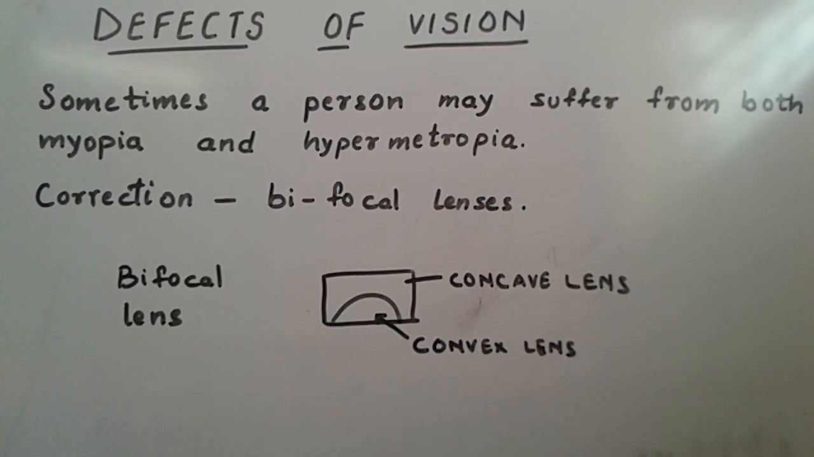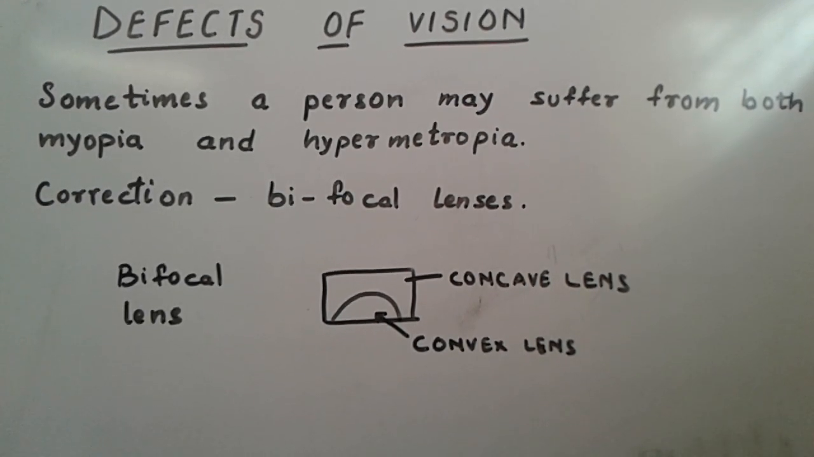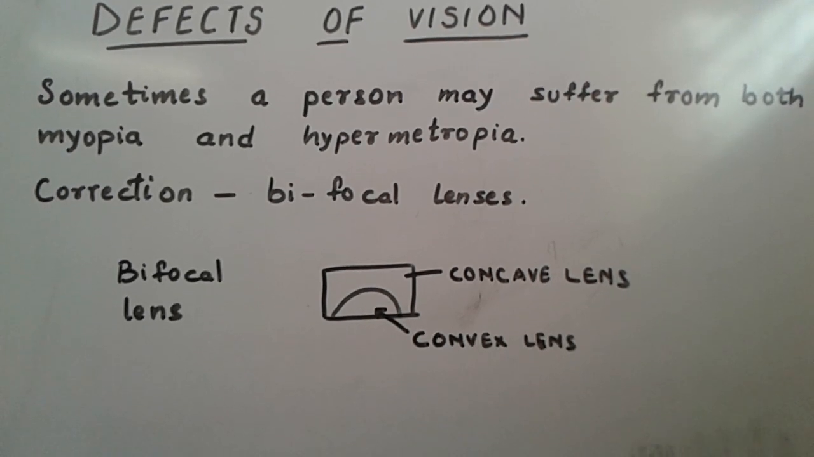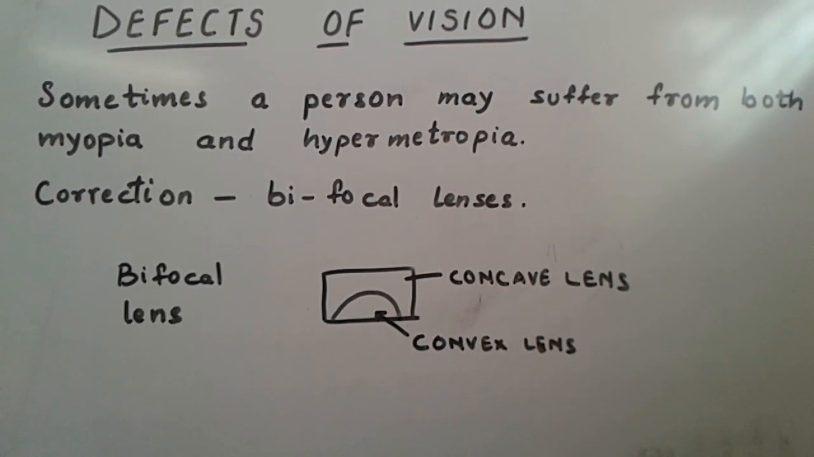So with this we finish the defects of vision, and in the next class we will be studying about how to calculate the focal length for the defects.